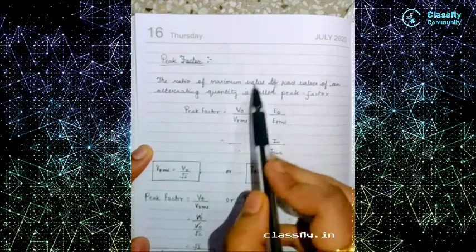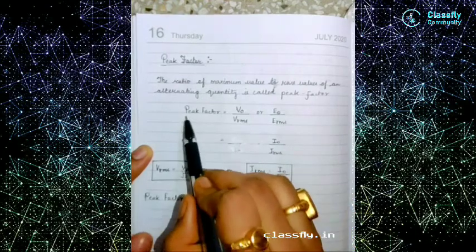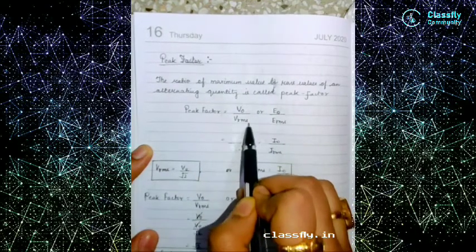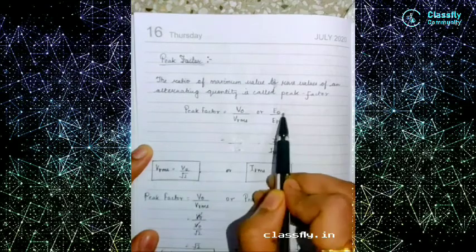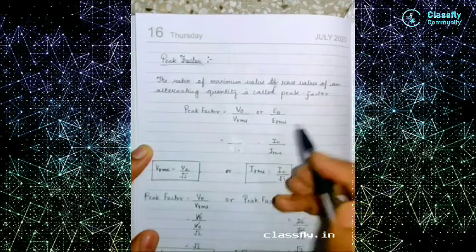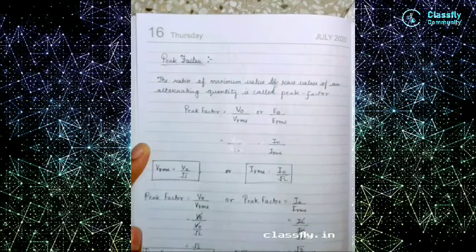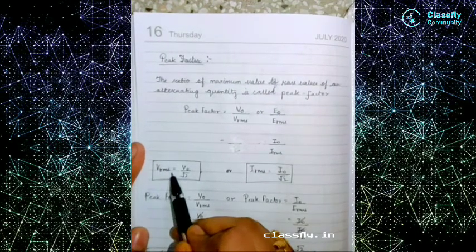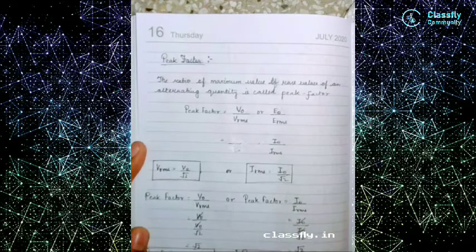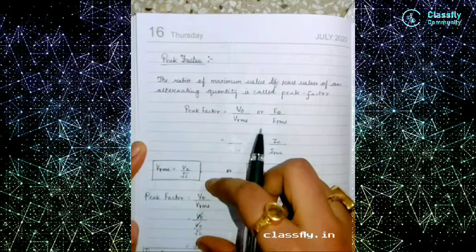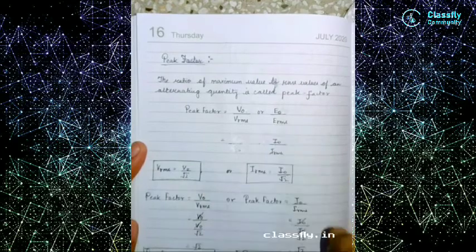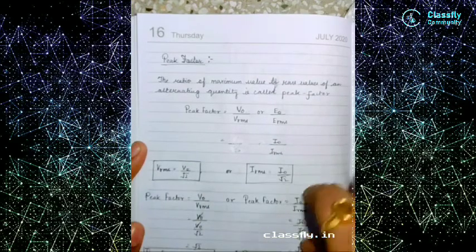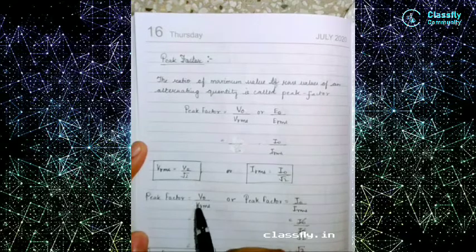From the definition, peak factor is equal to V naught by Vrms, or sometimes written as E naught by Erms. Similarly, for current we write I naught by Irms. We know that Vrms is equal to V naught by root 2, and Irms is equal to I naught by root 2. This portion is the peak factor for the voltage and this portion is the peak factor for the current.